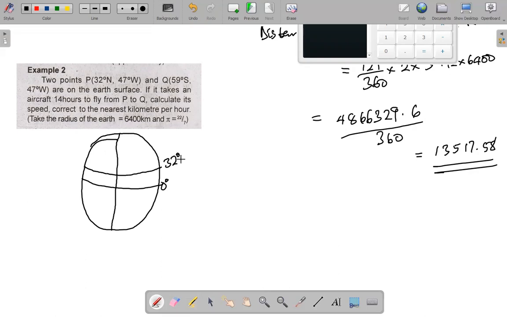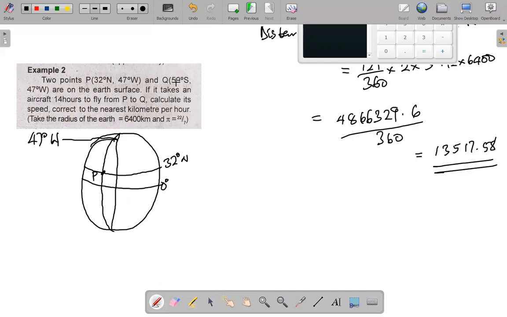32 degrees north, but longitude 47 degrees west. Where the latitude and the longitude meet gives us point P. So here is point P.